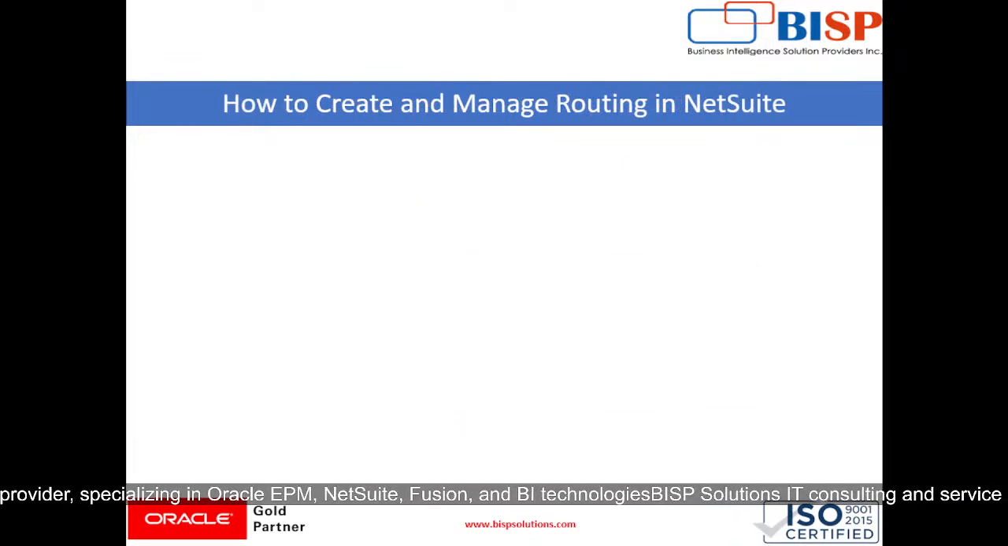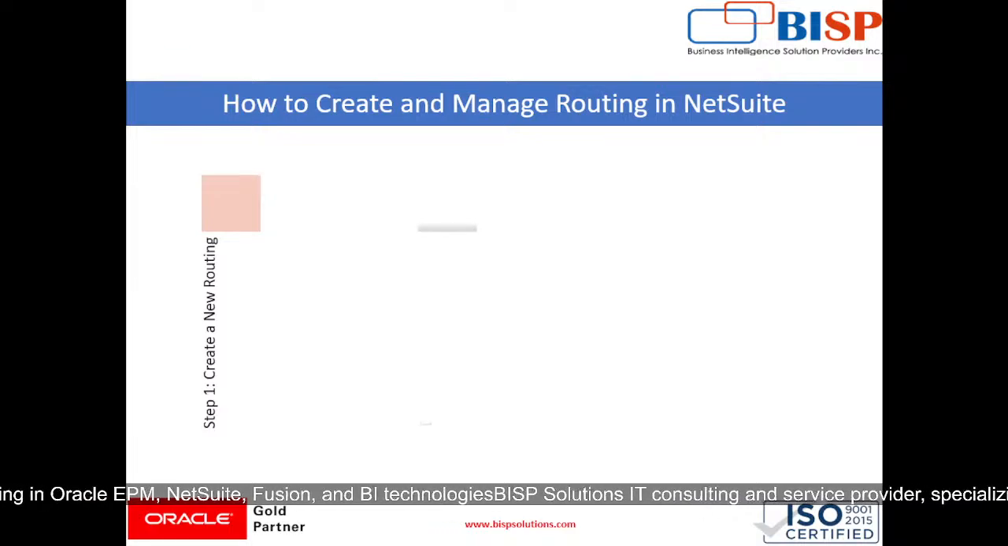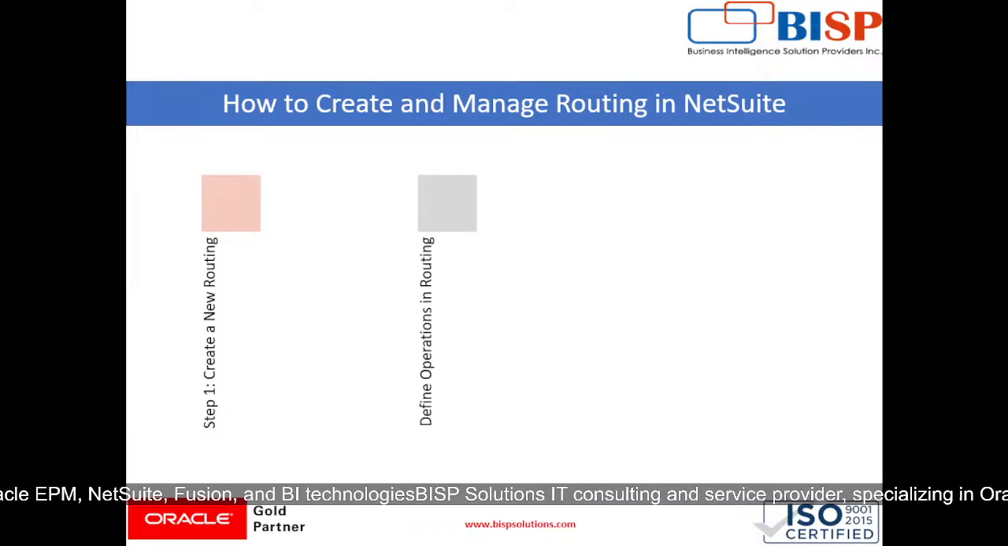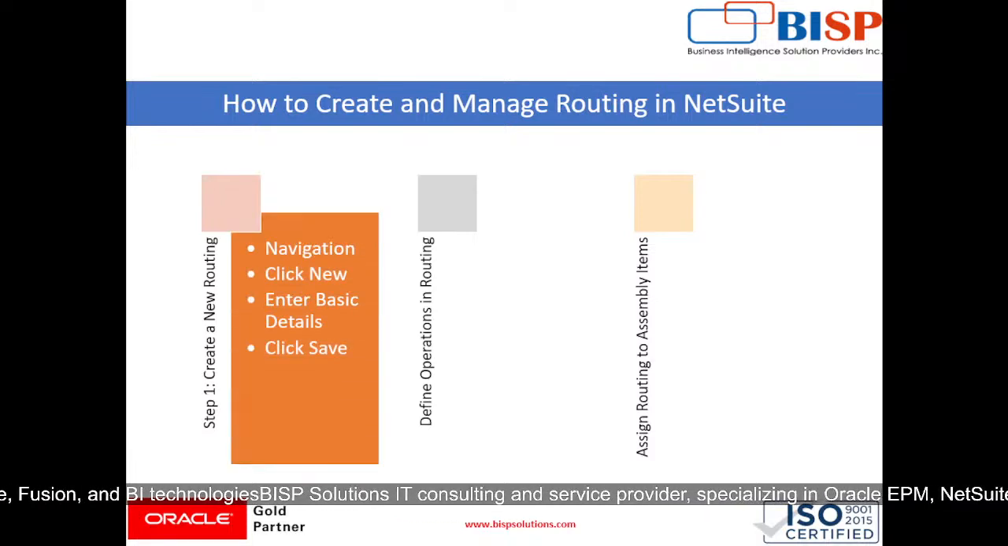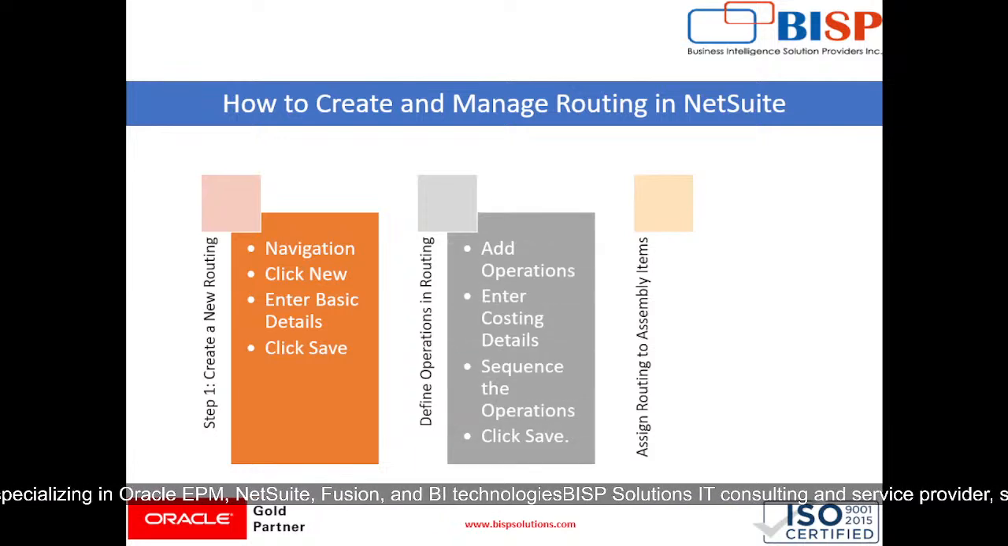So if we want to create and manage routing in NetSuite, first we have to create a new routing, then define operations in routing, and then assign routing to assembly items. For step 1, we have to navigate through the List option. Under List we can find Supply Chain, then Routing is there. Then we click the New option to create a new routing, and then we enter basic details like name, item or assembly, or location, and then click on the Save option.